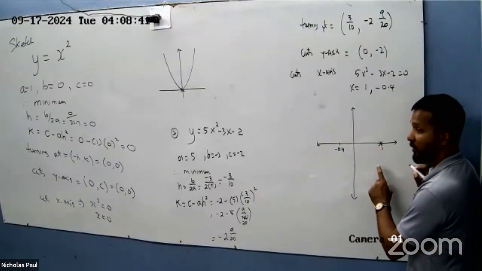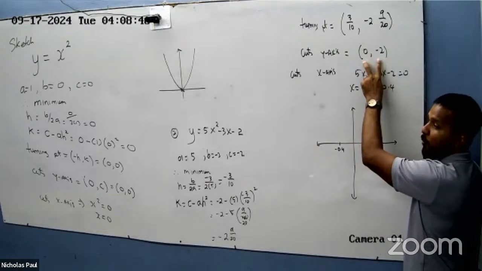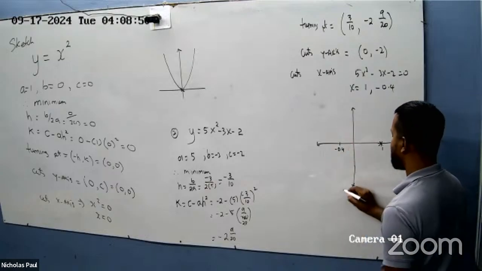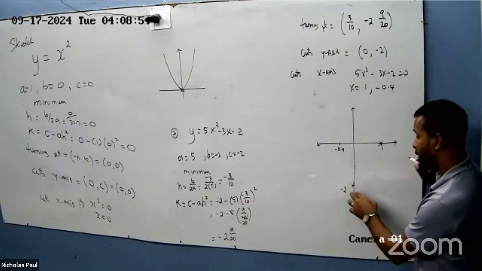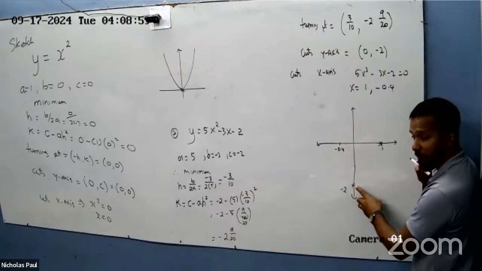Watch here. After you do these two, we come in here. It cuts the y-axis at minus 2, so we're going to average minus 1, minus 2. It's a sketch, so you don't have to be perfect, but just put them in the right place. Cuts the x-axis, cuts the y-axis.